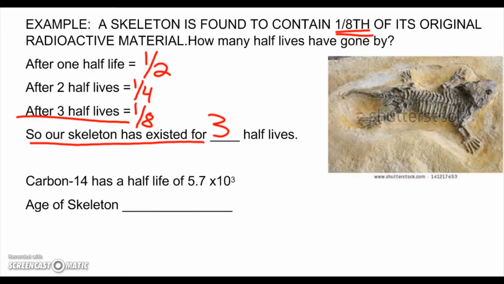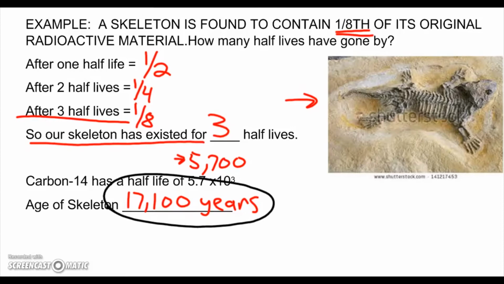Carbon-14 has a half-life of 5,700 years. Okay, if 1 half-life is equal to this, 3 times 5,700 is 17,100 years. So now our skeleton we found, that's poor Casper, found in the cave. Oh, that's Casper's dog or something. We can tell by doing this that he has been there this long. That's how long ago he died.